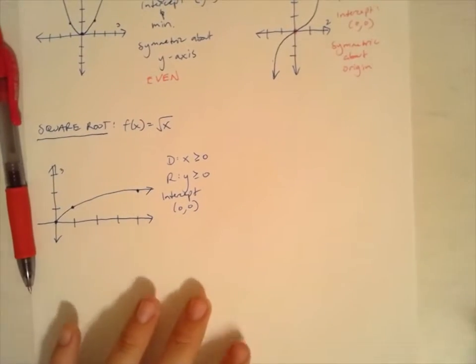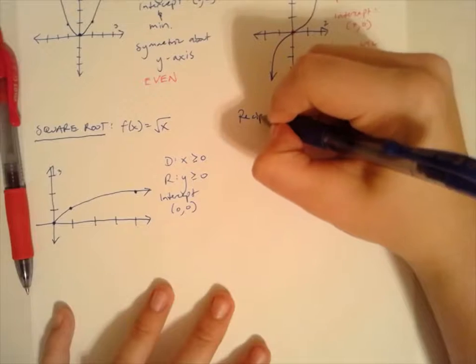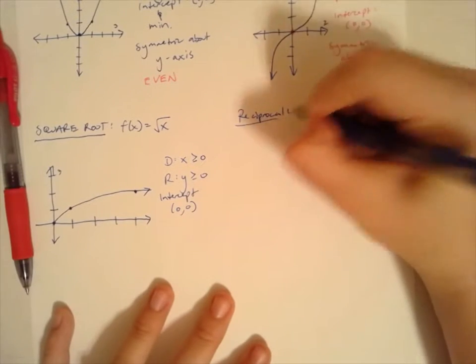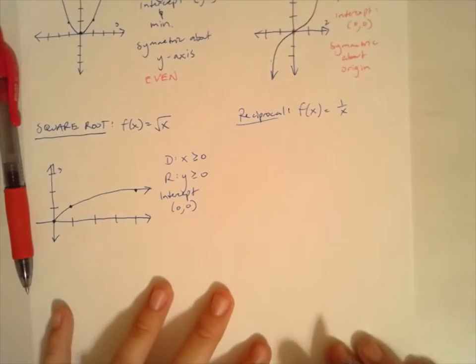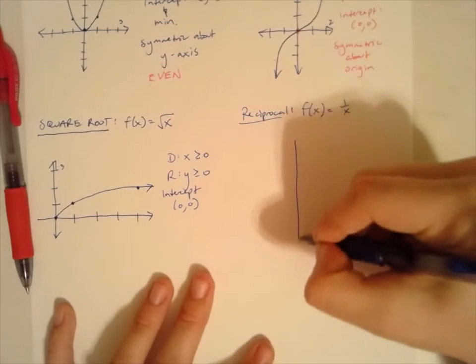That works. The reciprocal function, the classic one, looks like this. f of x equals 1 over x. And what this graph does, kind of cool.